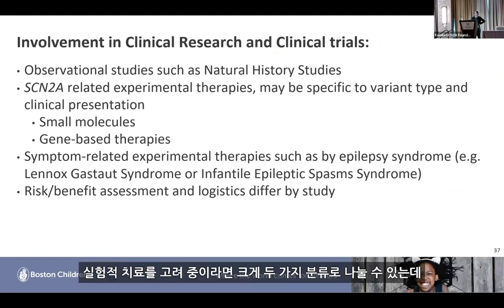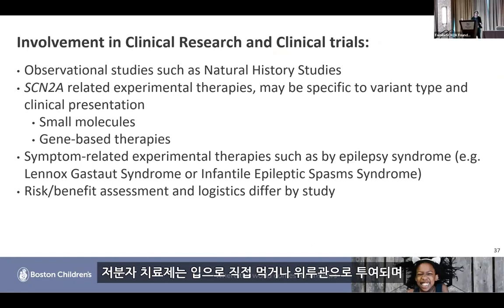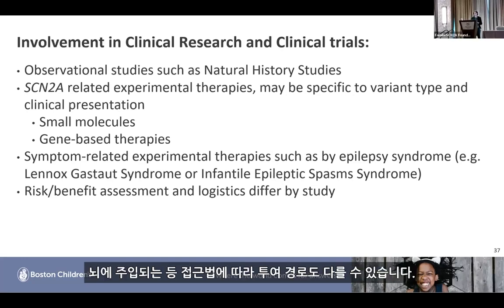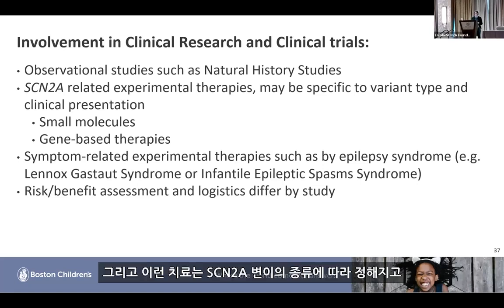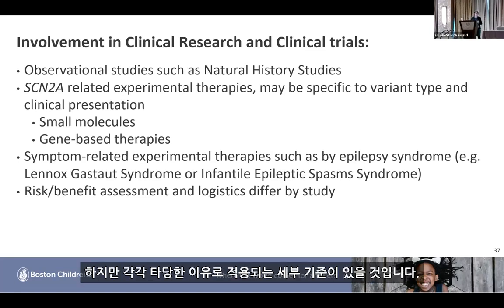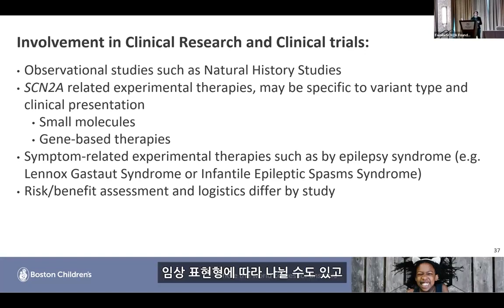If you're thinking about experimental therapies, there's two big categories: small molecules, a drug that you take by mouth or by gastrostomy tube, versus gene or RNA-based that might be IV-based. It might be an injection into the spinal fluid. It might actually be infused into the brain, depending on what approach it is. And each of those may be specific to the type of variant in SCN2A. It's not going to be sort of SCN2A treatment. So they're all going to have specific criteria that they apply to for good reason. They may be based on clinical presentation.